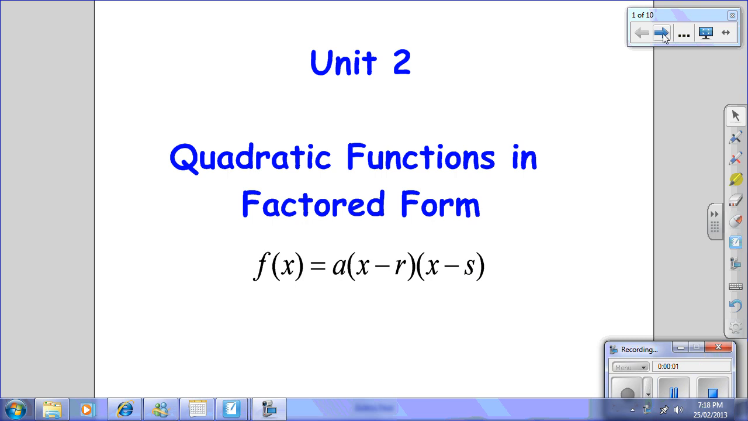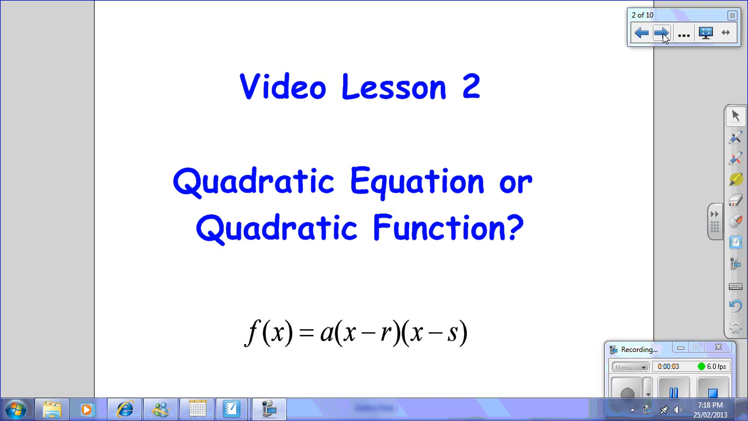Quadratic functions in factored form. In order to make good use of quadratic functions in factored form, we solve quadratic equations. And the first thing we need to know is what's the difference between a quadratic equation and a quadratic function.